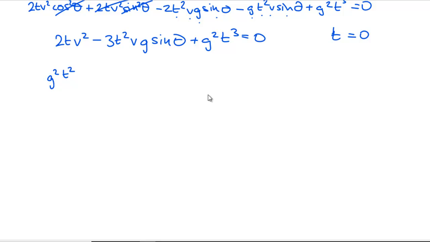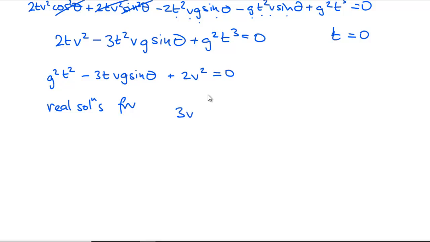So let's put it into a quadratic in t. Minus 3t vg sine theta, and then plus 2v squared equals 0. So we need real solutions, so our b squared, which is 3vg sine theta squared, minus 4ac. So that would be an 8 v squared g squared, has to be greater than or equal to 0. My word. What am I going to be able to do with this?